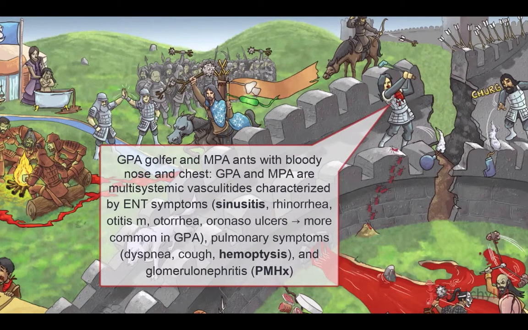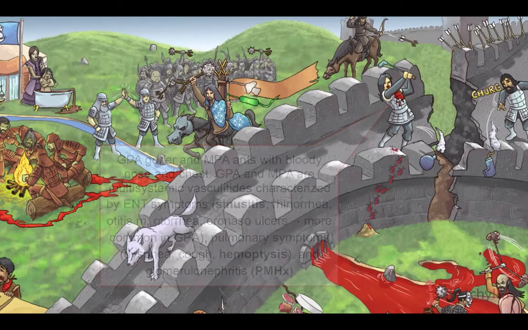A few distinguishing features include ENT and pulmonary manifestations. ENT symptoms are much more common in GPA and include sinusitis and persistent rhinorrhea, as well as otitis media and otorrhea. Oronasal ulcers and hearing loss are also common. Pulmonary symptoms of GPA and MPA include dyspnea, cough, pleuritic chest pain, and hemoptysis.